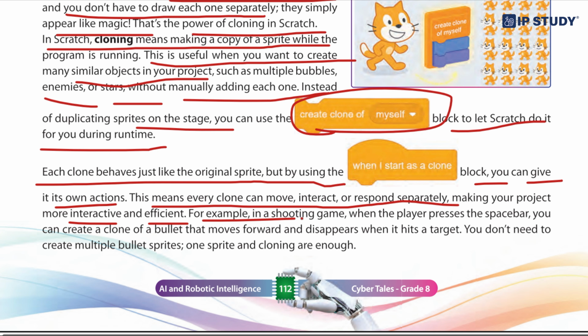For example, in a shooting game, when the player presses the space bar, you can create a clone of a bullet that moves forward and disappears when it hits a target. So we can implement code for pressing the space bar that will create a clone of the bullet, or anything that we have used in our game, which will move forward and disappear when it hits a target. You don't need to create multiple bullet sprites. One sprite and cloning are enough.